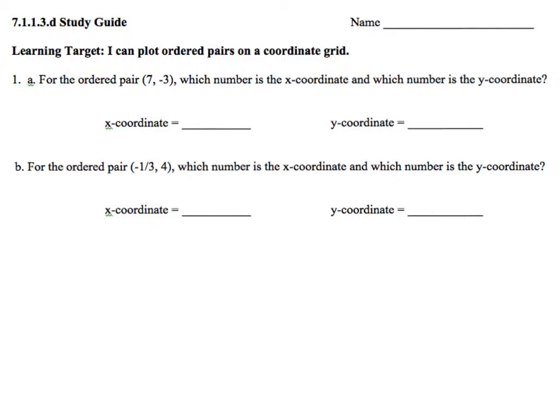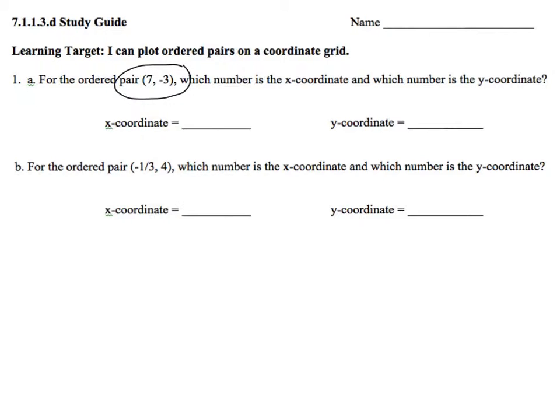All right, so this is the video answer key for your study guide for 7113D on coordinate graphing. The first two problems, as you can see, are looking to identify in an ordered pair which is the x-coordinate and which is the y-coordinate. So there's our ordered pair 7, -3.